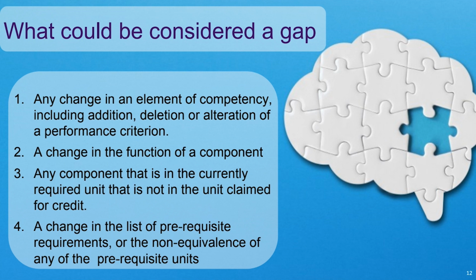Secondly, there could be a change in the function of a component. What this basically means is that you sometimes find that something that was once a performance criterion has been moved into being a knowledge requirement, or something that was a knowledge requirement in the past has been moved to become a performance criterion. In those circumstances, the words might be the same, but the way it works will be different. Having knowledge about something is different to being able to do something.